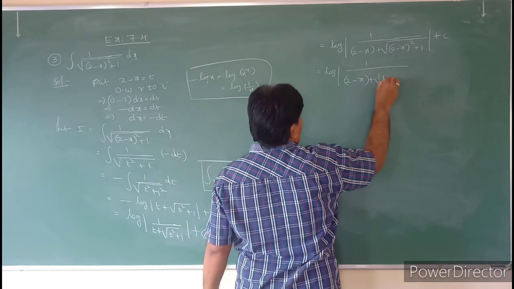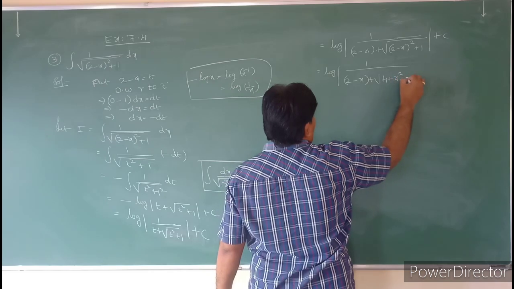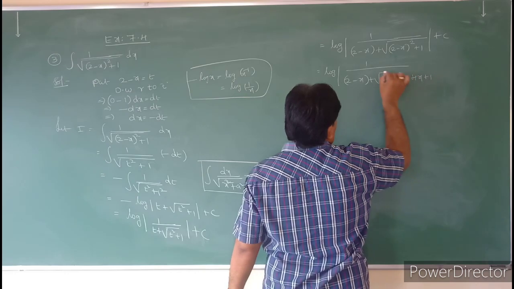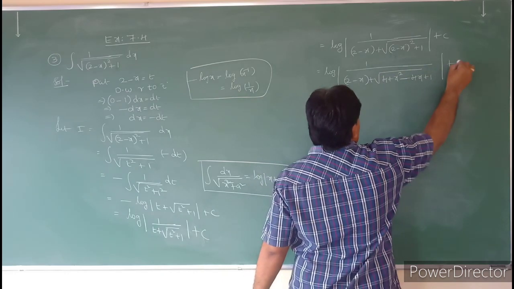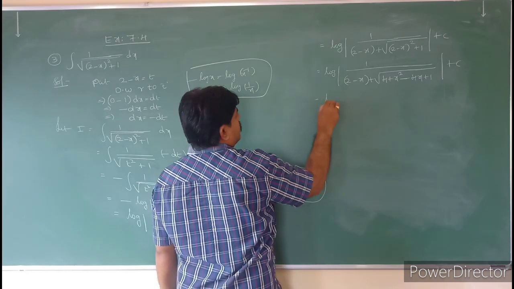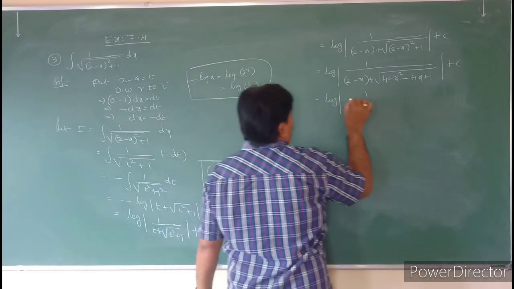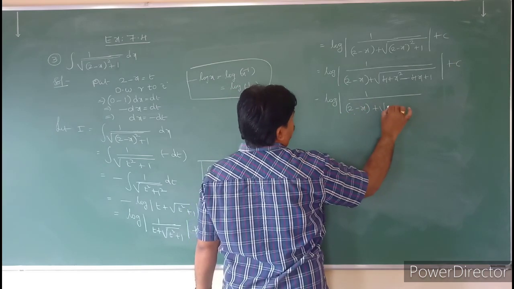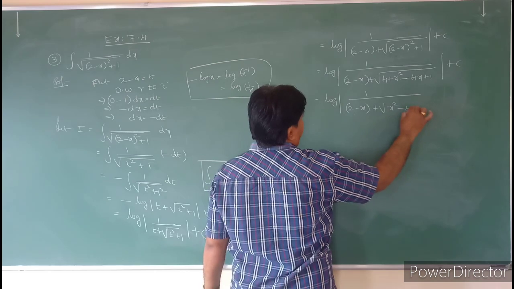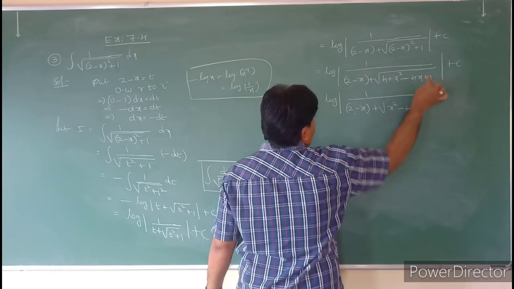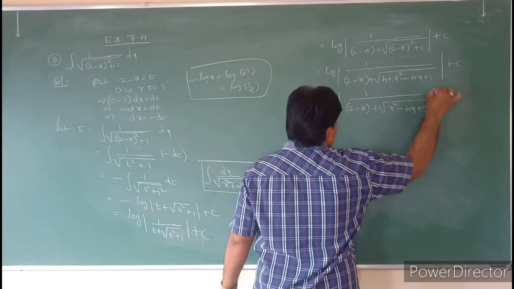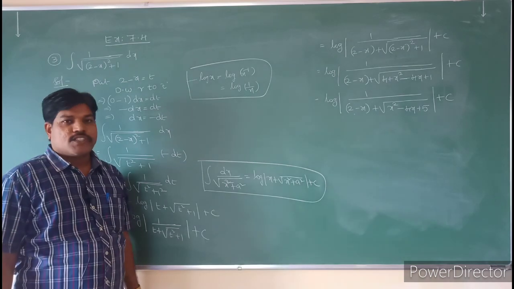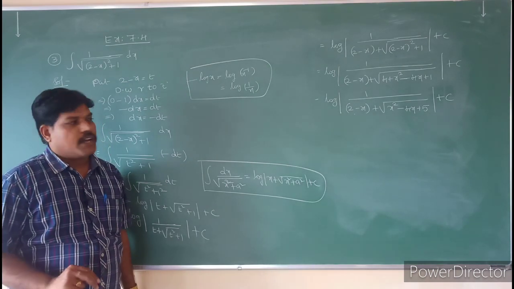So expand that value: log of mod 1 by 2 minus x plus root of, expand that, a minus b whole square, a square plus b square minus 2ab. Minus 2ab is nothing but the 4x, plus 1, plus c. So that is equal to log of 1 by 2 minus x plus root of x square minus 4x plus 5, plus c.